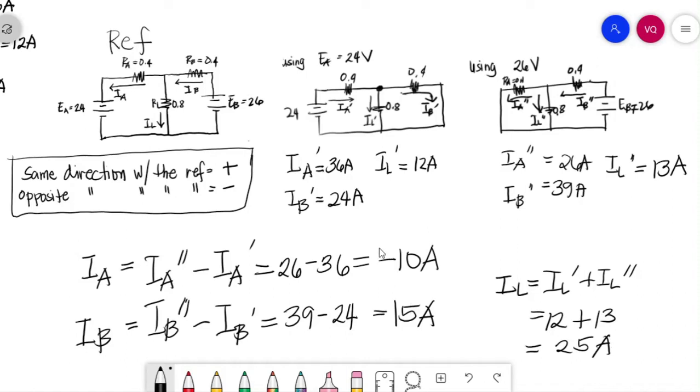Now, what is the meaning of this negative 10 amperes here? So, the negative here means that our assumed direction of current in the reference is wrong. So, etong IA dapat na to the left, ang corrected niya ay to the right. So, 10 amperes to the right.